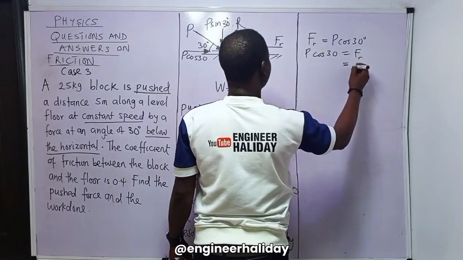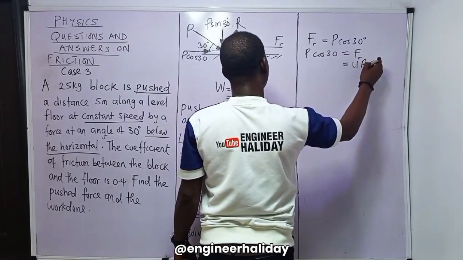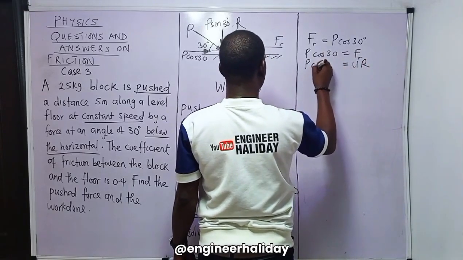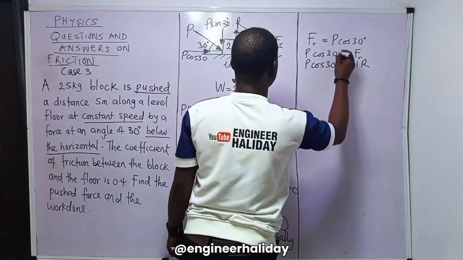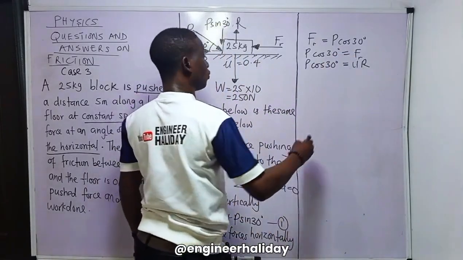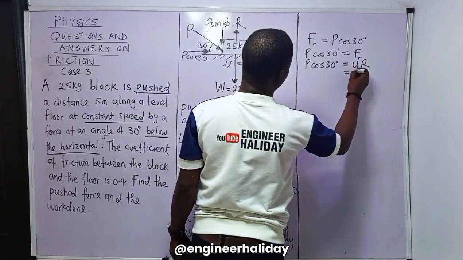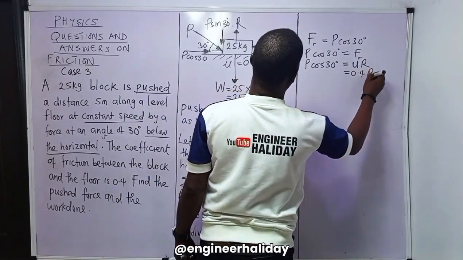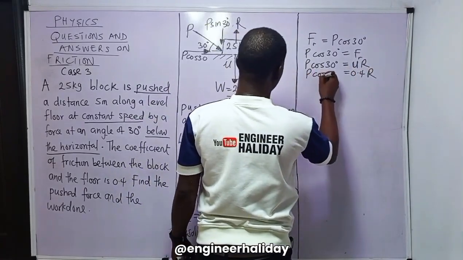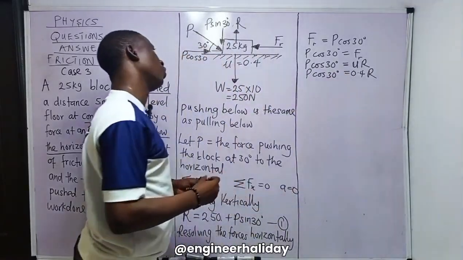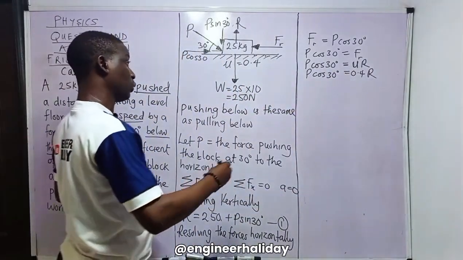And don't forget, FR equals what? Mu R, which means P cos 30 degrees. Now, FR is the frictional force, which is equal to the coefficient of friction times the normal reaction. 0.4 times R equals P cos 30. Recall that, let's call this one equation 2.